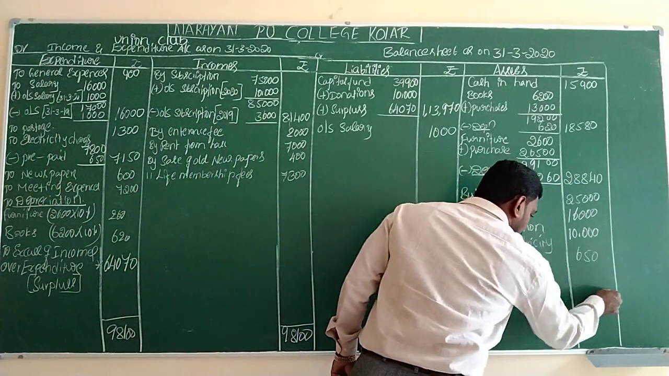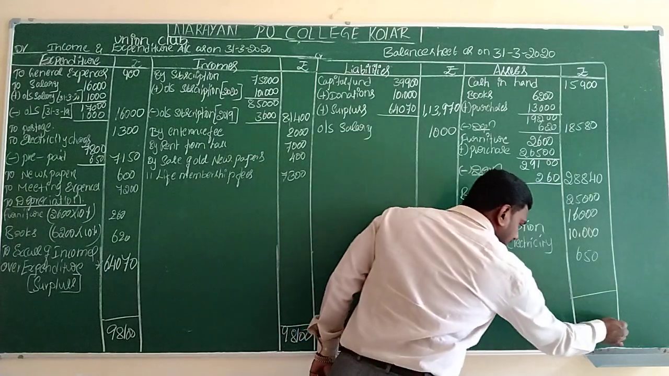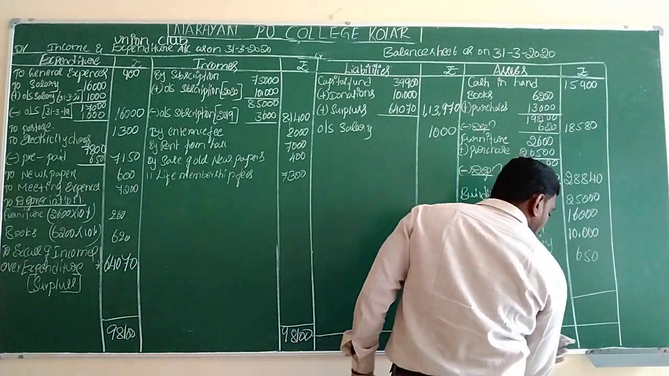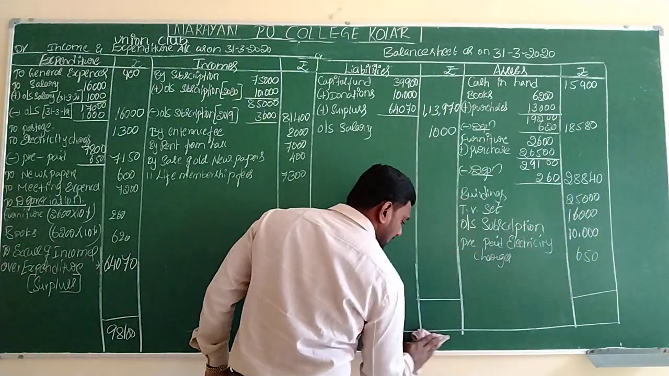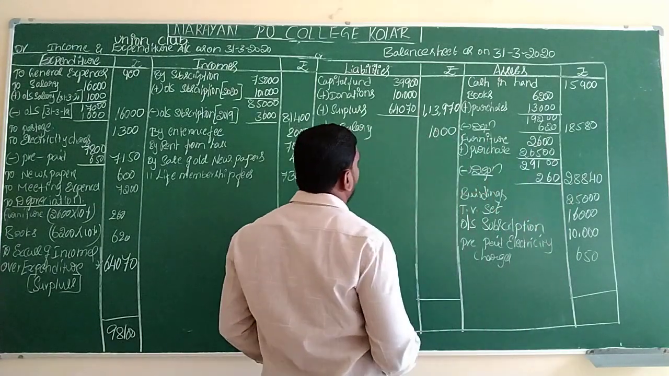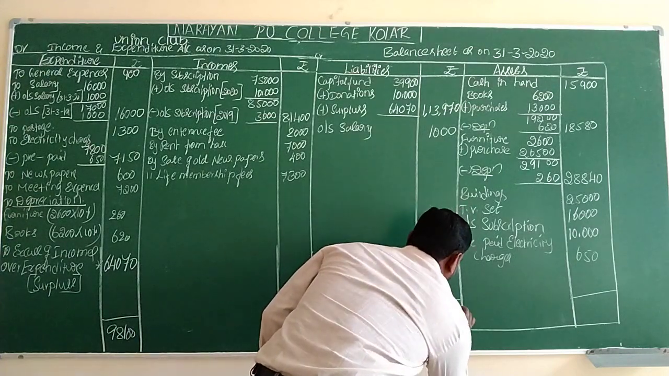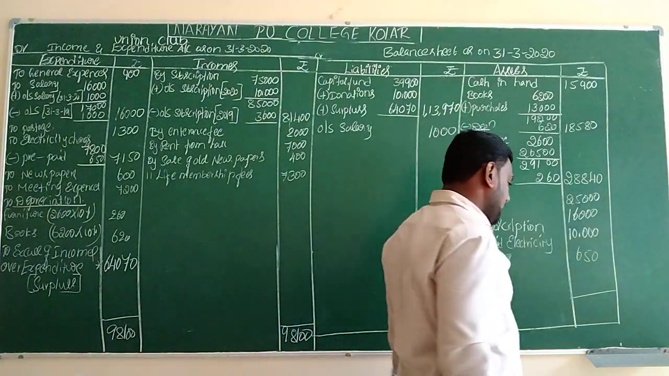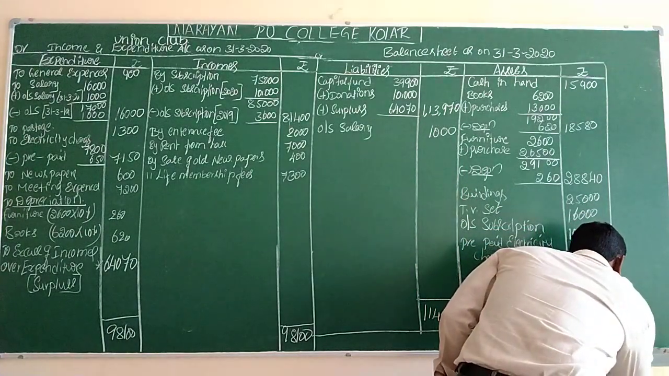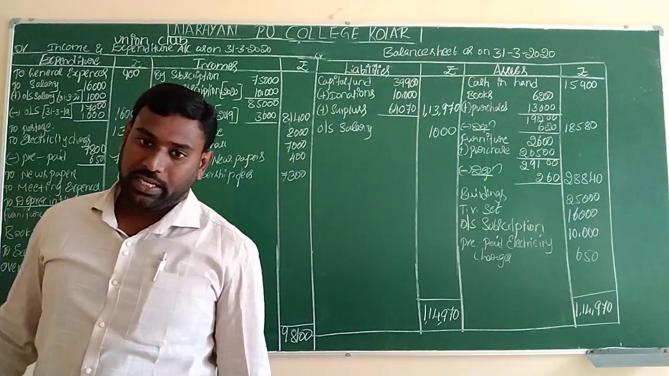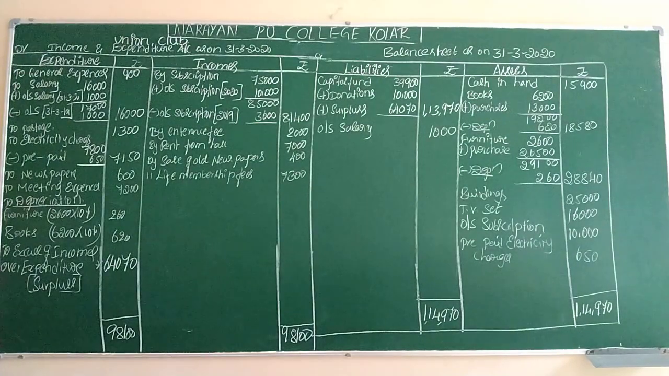Now it's time to make the total of the balance sheet. We will get the total value. So how much will we get, that we have to consider here. So first year 1,13,000 plus 1, 1,14,970. 1,14,970, same on both sides, 1,14,970 rupees. So like this we have to prepare the accounts for not-for-profit organizations.